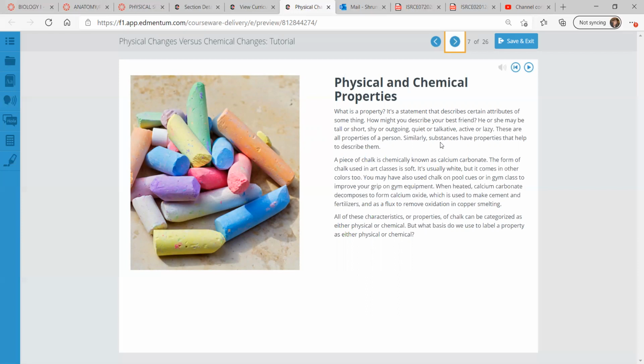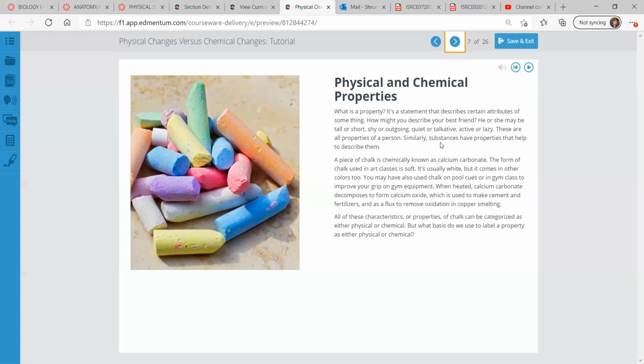A piece of chalk is chemically known as calcium carbonate. The form of chalk used in art classes is soft, usually white, but it comes in other colors as well. You may have also used chalk on pool cues or in gym class to improve your grip on gym equipment. When heated, this calcium carbonate decomposes to form calcium oxide. And that's used to make cement and fertilizers and as a flux to remove oxidation in copper smelting. All of these characteristics or properties of chalk can be categorized as either physical or chemical.